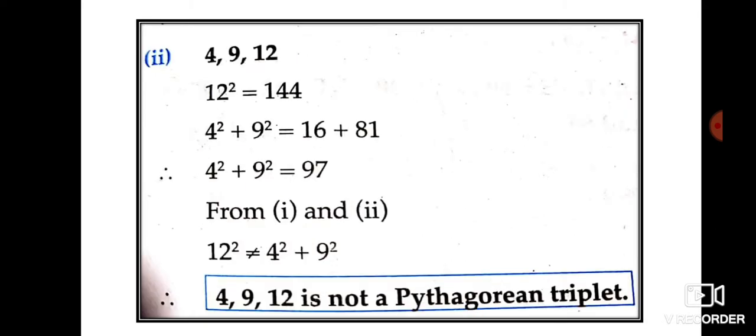Now in the same question, let us do the second sum. The numbers given here are 4, 9, 12. The greatest side here is 12. So let us take the square of the greatest side, 12 square, that is 144. The remaining two sides, 4 and 9. 4 square is 16, 9 square is 81 and 16 plus 81 is 97. So you see here 144 and 97 are not equal. So I can say that 12 square is not equal to 4 square plus 9 square. So we say that 4, 9, 12 is not a Pythagorean triplet.